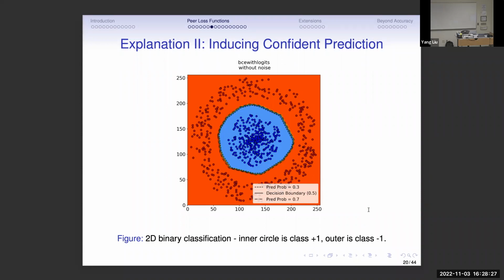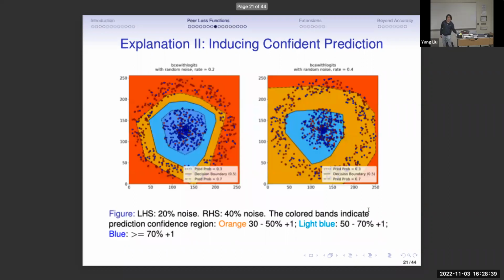It's a relatively easy classification. We train a 2-layer neural net with cross entropy. This is the decision boundary, which achieves 100% accuracy. It separates the inner from the outer really nicely. But if you plug in the noisy labels, on the left-hand side, we added 20% noisy labels to the training. On the right-hand side, we added 40%. You can see some of the blues are flipped to red, some of the reds are flipped to blue.